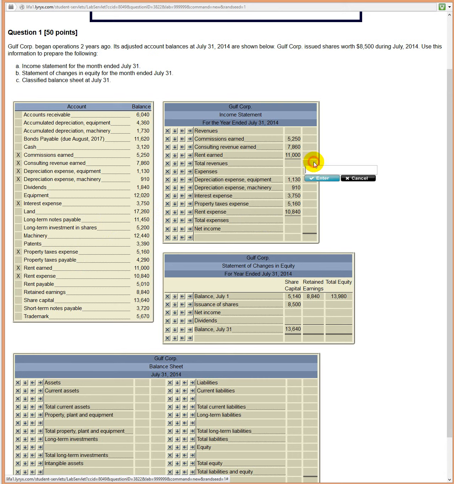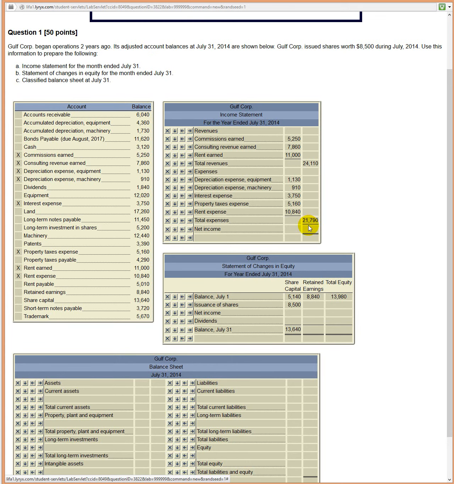So let's finish that off. Add up all the revenue numbers. Add up all the expense numbers. And then take the difference. And that number is going to be the net income which we have here, which we can drag over there.